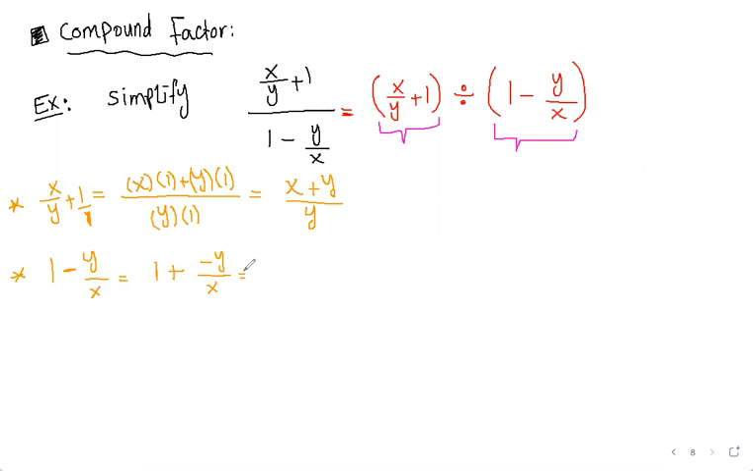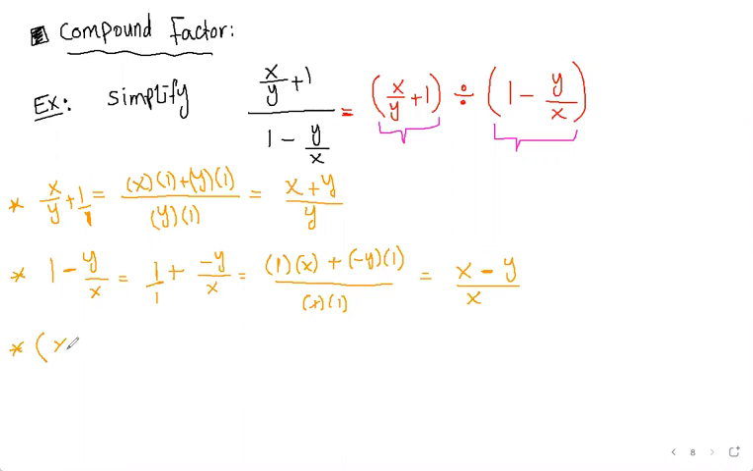Now exactly like before up here, this is actually over 1. We do a cross multiply: 1 times x plus minus y times 1, over x times 1. What does that give me? x, because 1 times x is x, minus y, over x. Now we're dividing this one by this one.